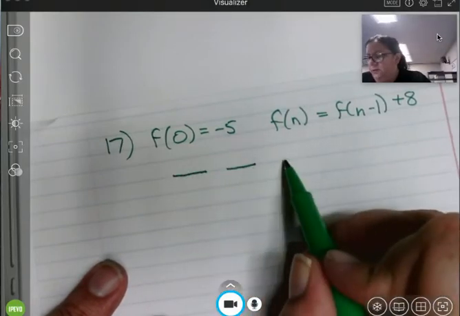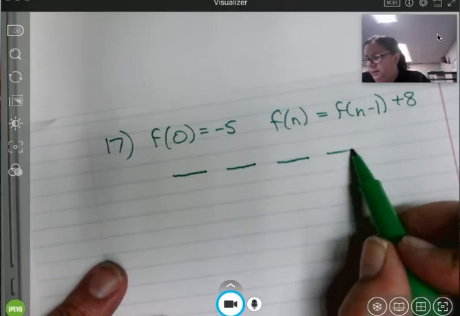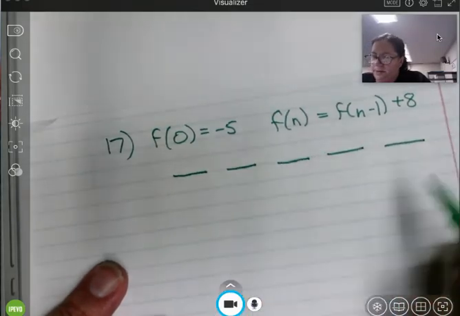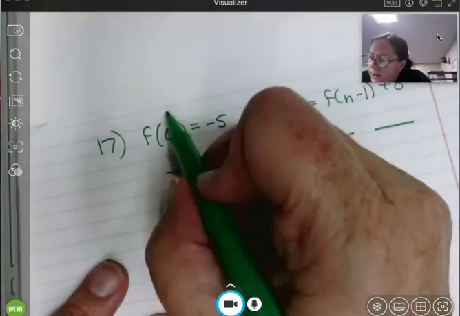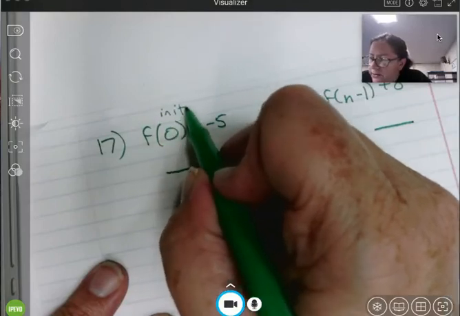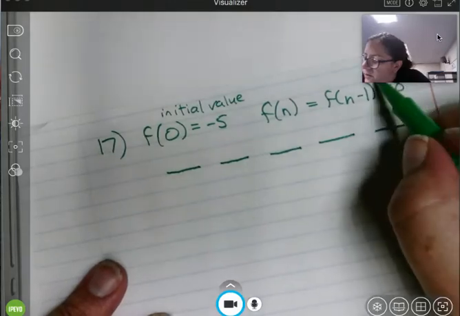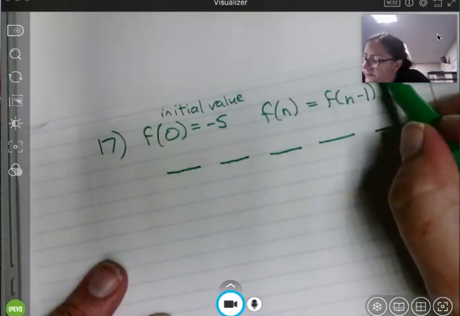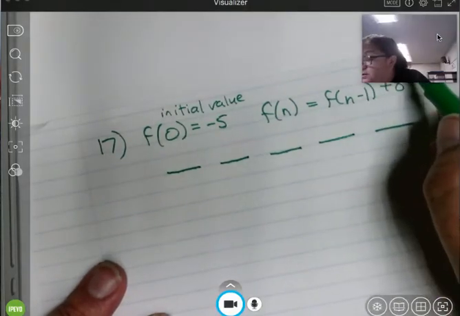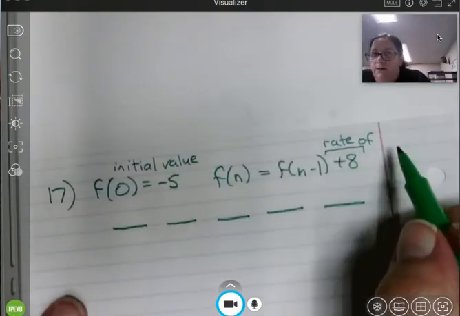Usually we do it the other way around. You know, they give us the sequence and then we write the equation. This time they're flipping it around on us. So what we have here is the initial value. And then if you recall, this is our rate of change. It's a common difference in this case. Can you even see that? Rate of change.